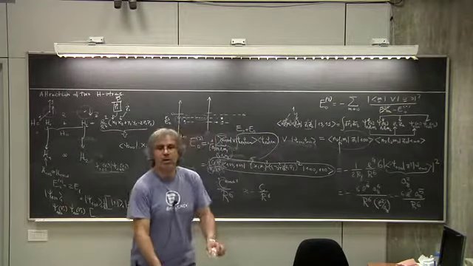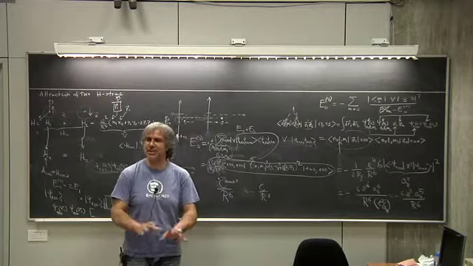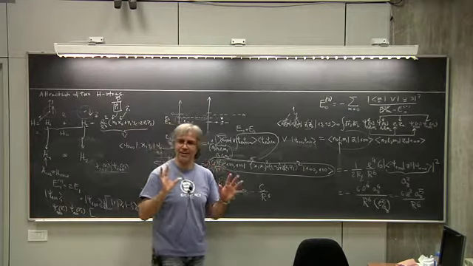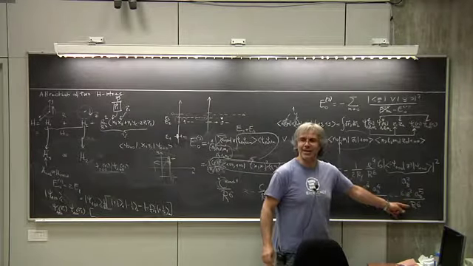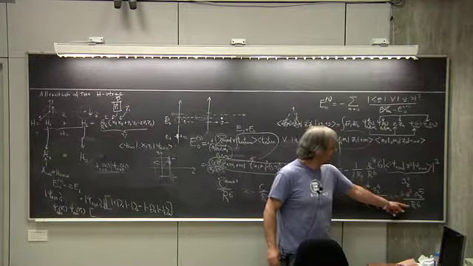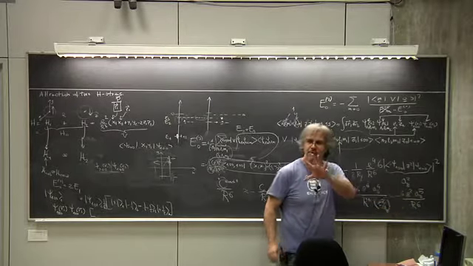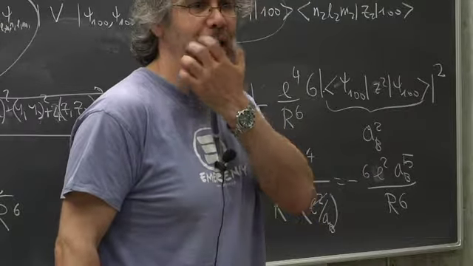Okay? Now, does this make sense? At least are the dimensions right? Yes, they are. It's e squared over a length. But this length, r to the 6th, multiplied by Bohr radius to the 5th. It's a reasonable thing, right?